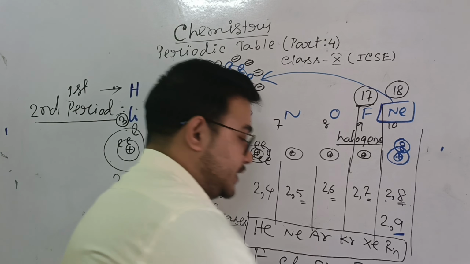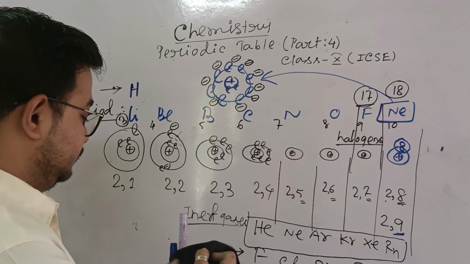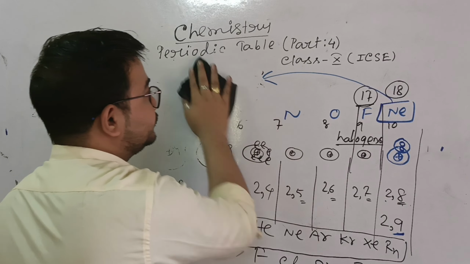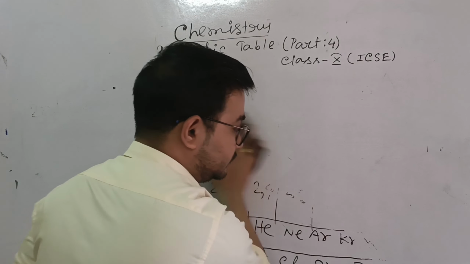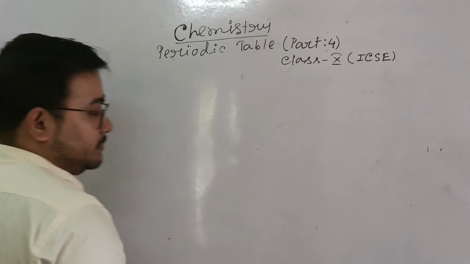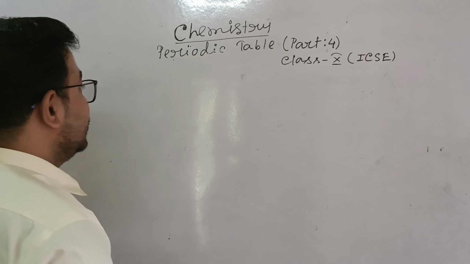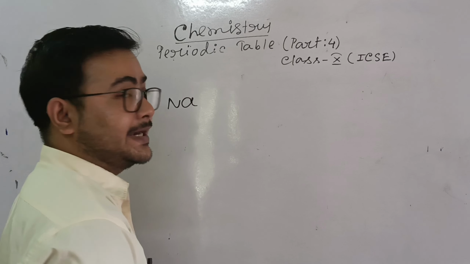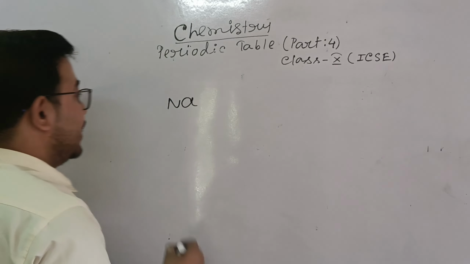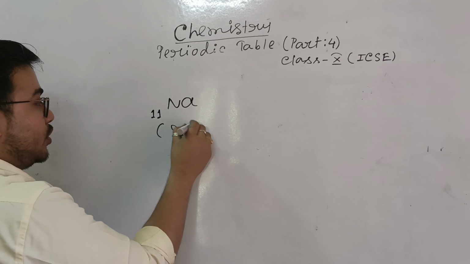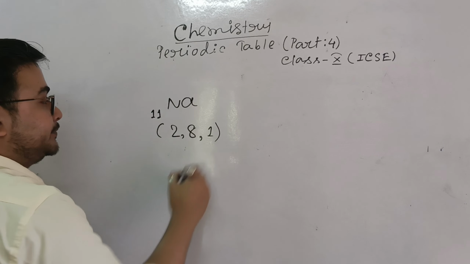Okay. Next concept related to radius. Now look at the board. Suppose I choose an atom, sodium. What is the atomic number of sodium? 11. So 11 means 2, 8, 1.